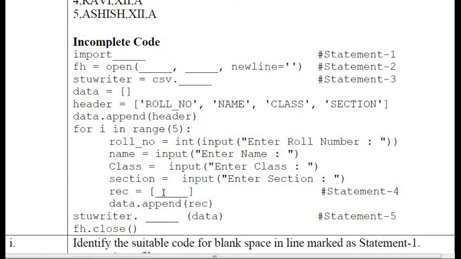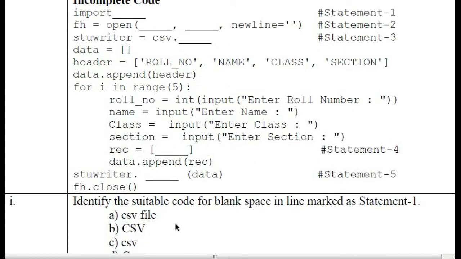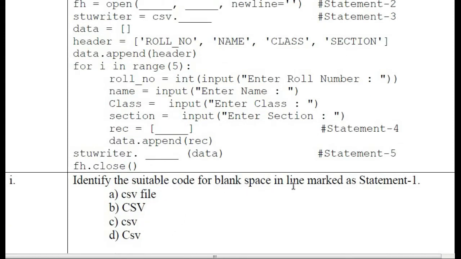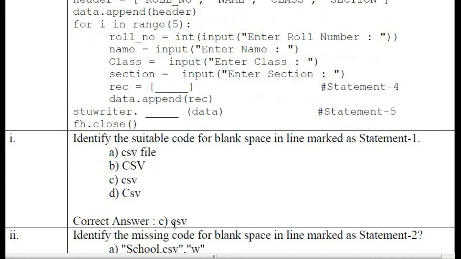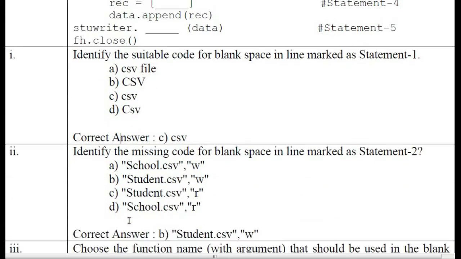Something is missing in these statements. We have to fill the blanks as per the questions. First part. Identify the suitable code for blank space in line marked as statement 1. Options are also given. csv, capital letter CSV, then small letter csv, then again CSV with C capital. Which is the answer? Statement 1 is import csv. csv is in lowercase. The name of the module is csv in lowercase. It is simple. Then go for the next question.